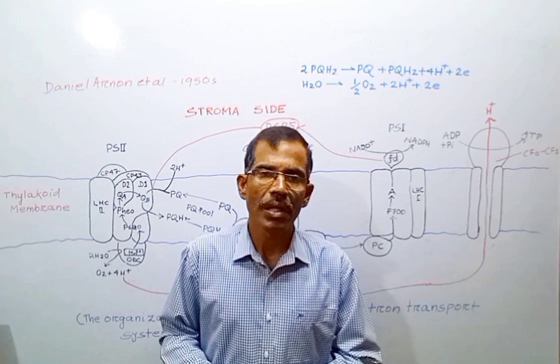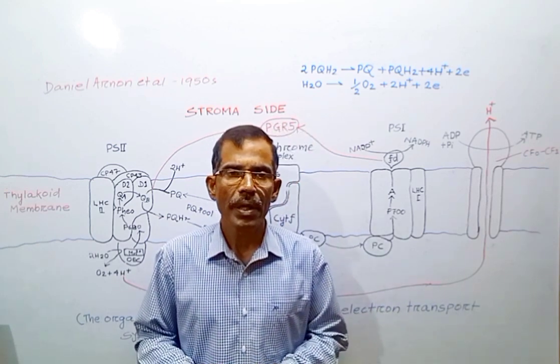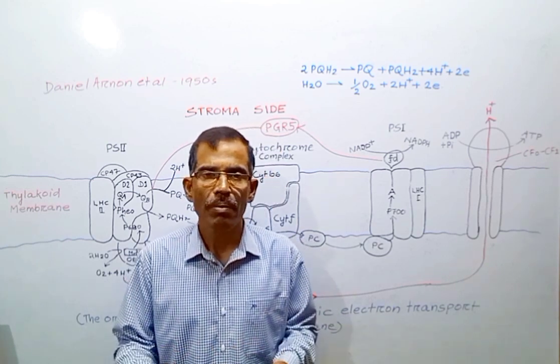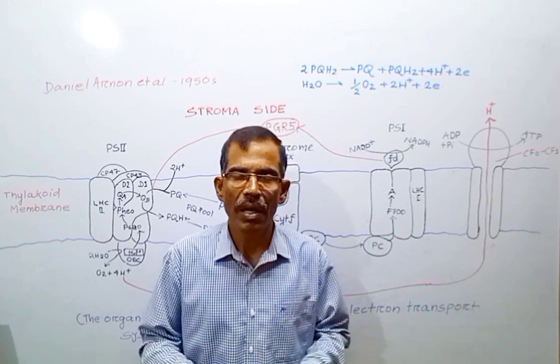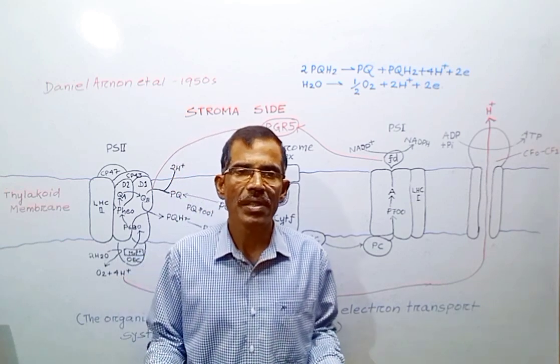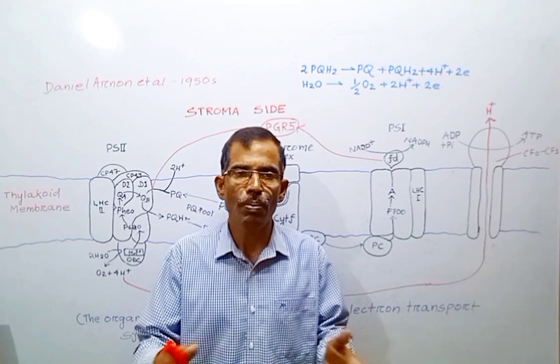Friends, today we shall discuss photophosphorylation. The ATP required for carbon reduction and other metabolic activities of chloroplast is synthesized by photophosphorylation. Photophosphorylation is the light-dependent synthesis of ATP by chloroplast.